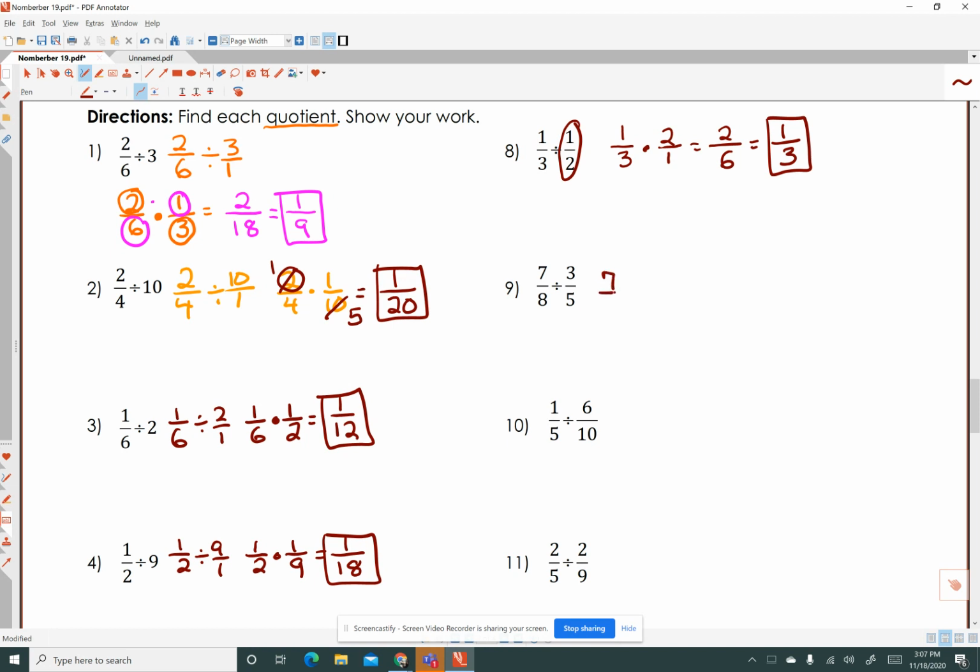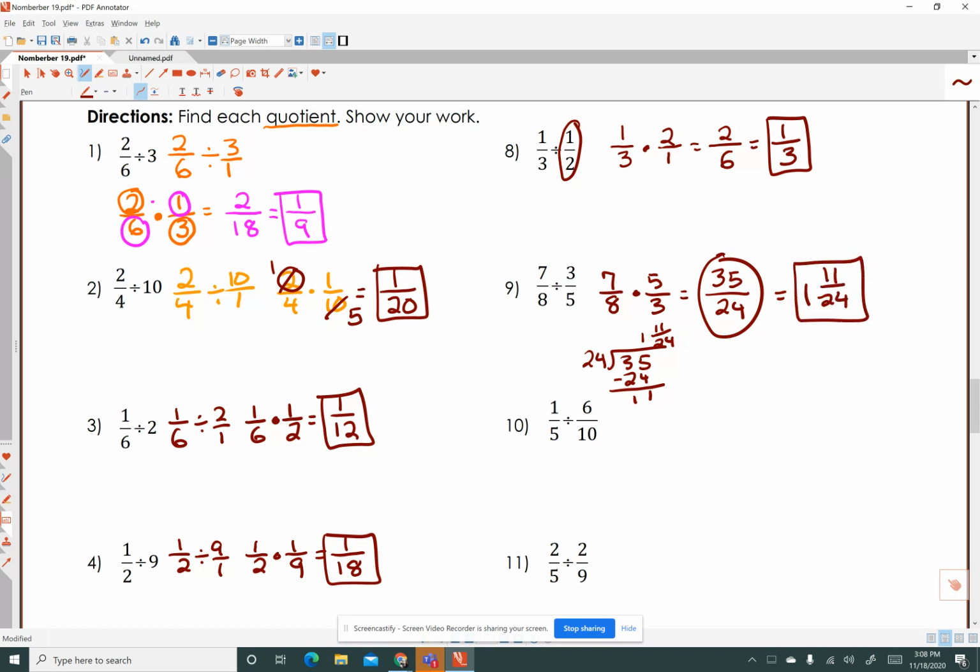Okay, so 7/8 times 5 over 3. There's no cross simplifying we can do, so we will just multiply across. 7 times 5 is 35. 8 times 3 is 24. And we have an improper fraction here. So 24 into 35 goes one time with 11/24 left over. And that is our final simplified answer.